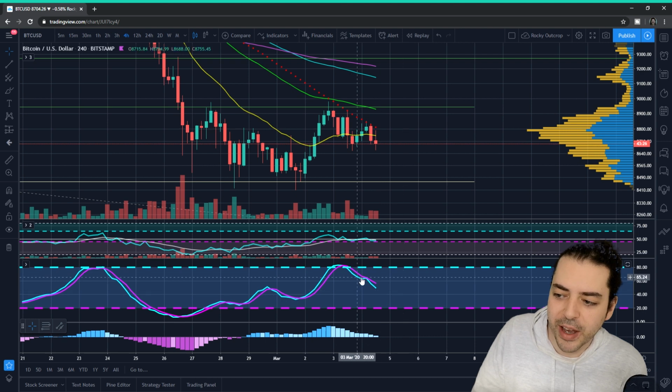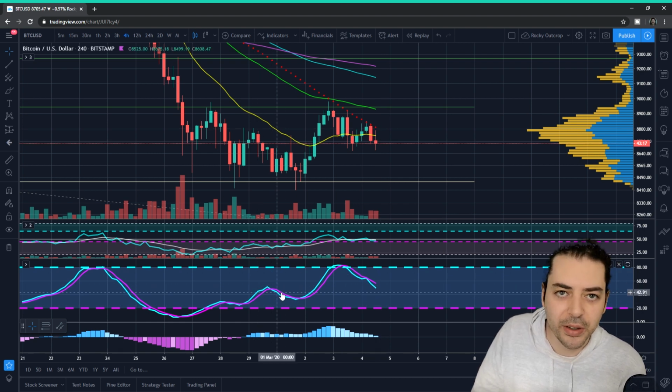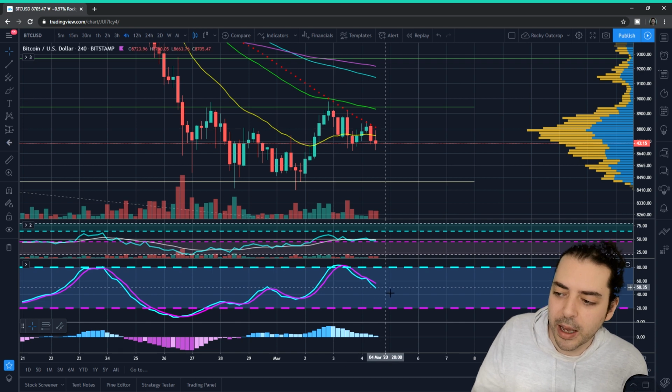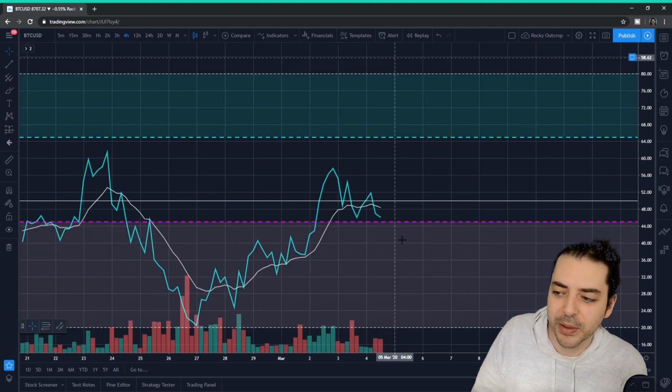Other than the fact that, of course, the stochastics have come down towards the middle area, but then again, that's more or less an inevitability with these oscillators, because by nature, they oscillate. So what we're asking here, I suppose, is whether or not we can see the prices turn around in and around this area and hopefully move these oscillators back towards the upside.